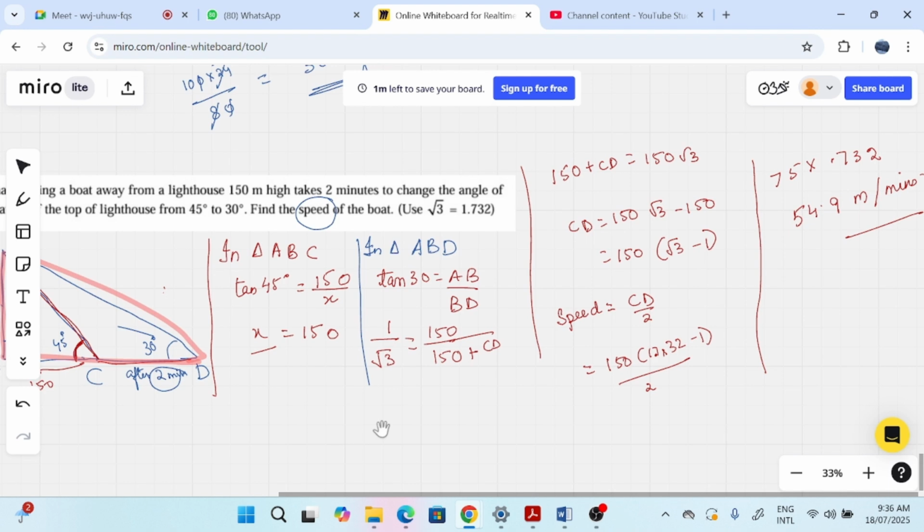Wait, let me check. But it is given in minutes now. Wait. Meters per minute is there. Ma'am, but then if they give it in minutes, you have to convert it to seconds and then we make it meter per second. Kilometer per hour and meter per second or meter per minute. Yes, sir.